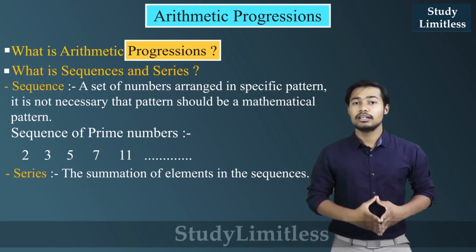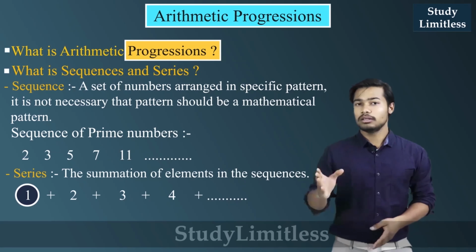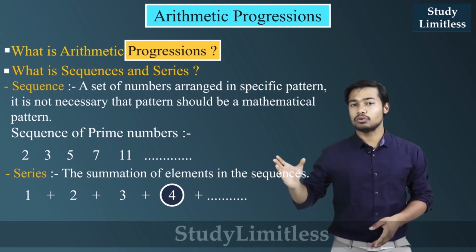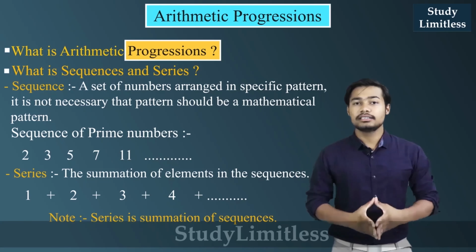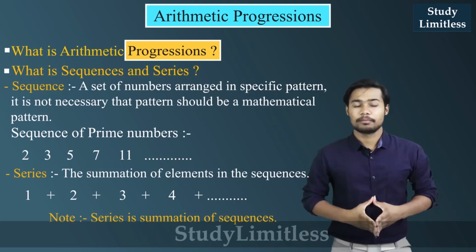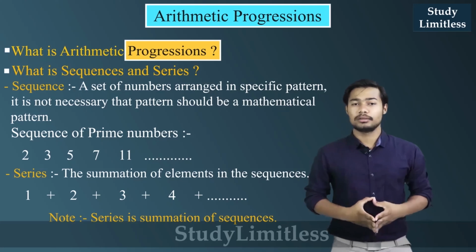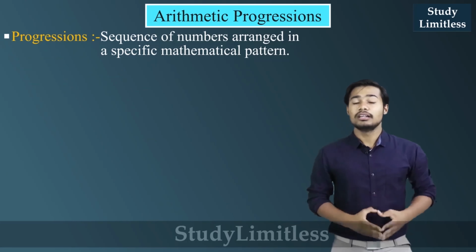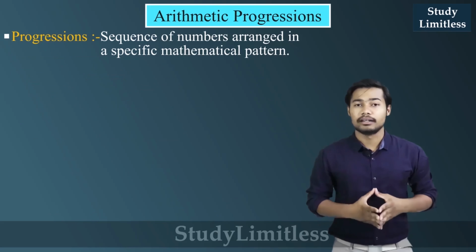Series is nothing but the summation of the elements in the sequences. Example: 1 plus 2 plus 3 plus 4 and so on. Note that series is the summation of the sequence. Now that we have understood what is series and sequence, let us understand what is progression. Progression is nothing but the sequence of numbers arranged in a specific mathematical pattern.